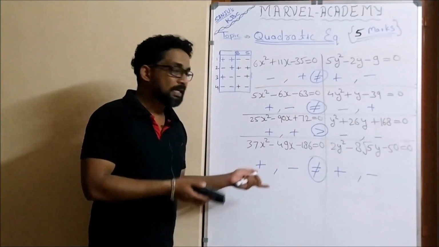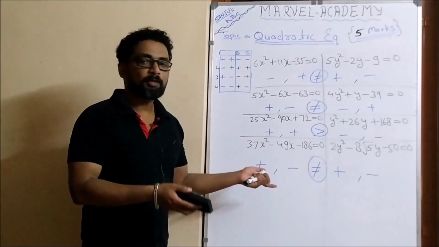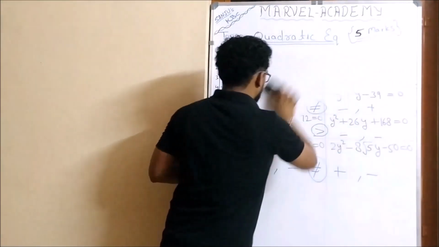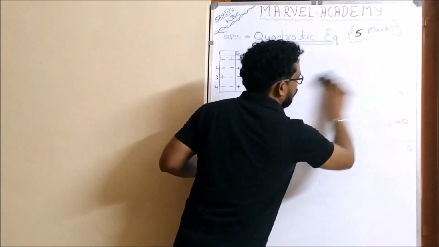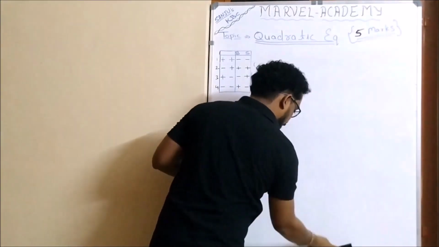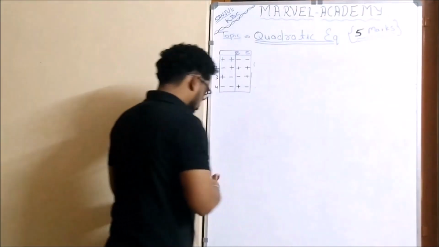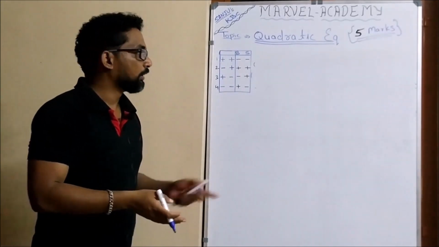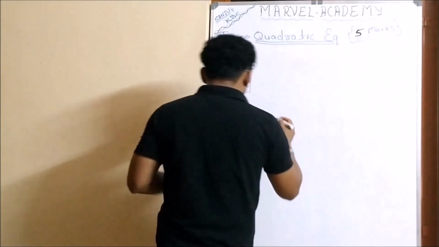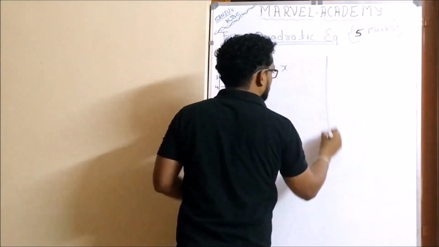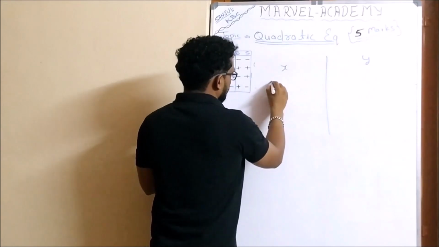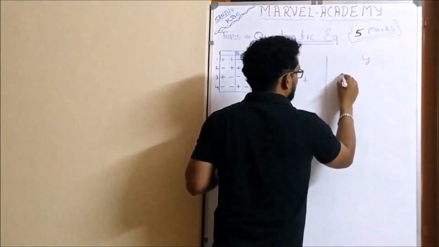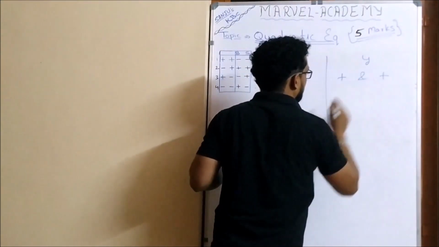Now, what are the sign combinations so that we can directly put the answer? Here are the combinations. 3-4 combinations are there. Using that we can directly say that the value of x is greater than y, or y is greater than x, or cannot determine. So the first one: the sign of x is minus and plus, and of y is plus and plus.